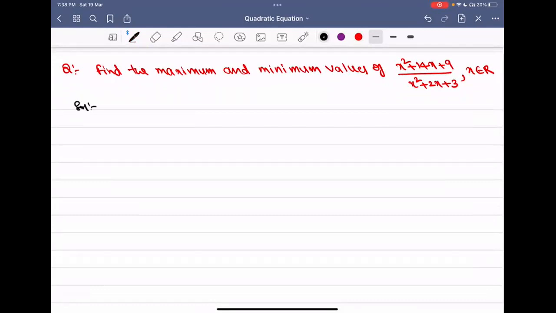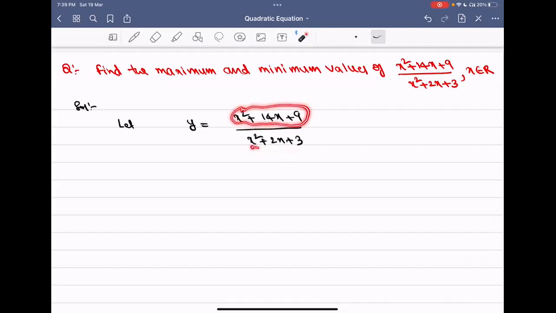Solution. Now what you do is, let the given expression be y is equal to x square plus 14x plus 9 over x square plus 2x plus 3. The next step: if you observe the numerator and denominator, can you express the numerator in terms of the denominator? Yes, you can, because x square is common. Here 14x can be written as 2x plus 12x. This 9 can be written as 3 plus 6.